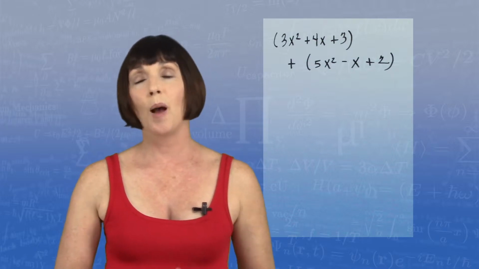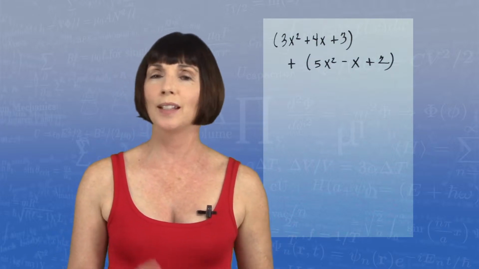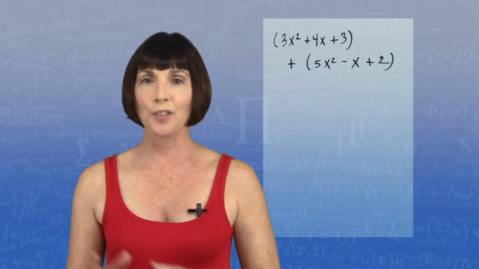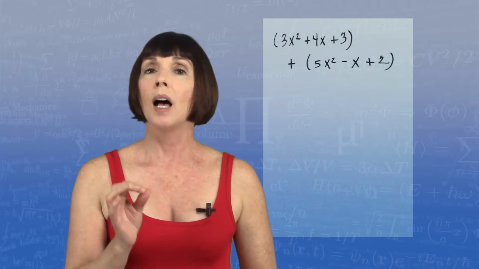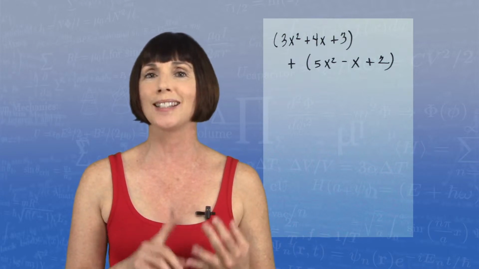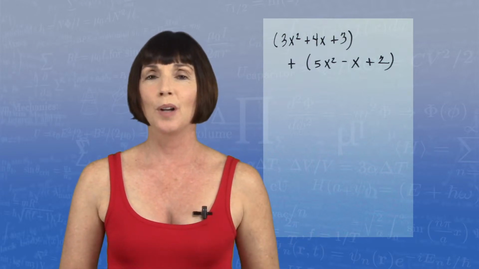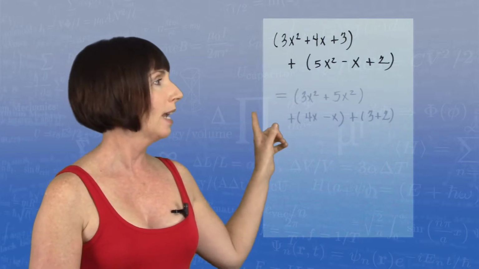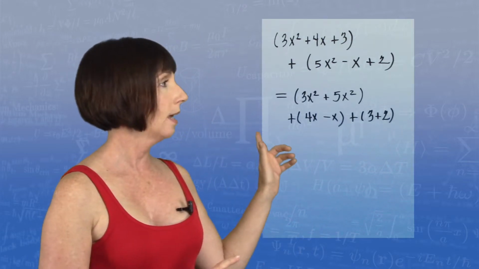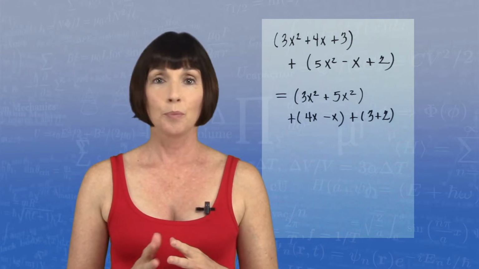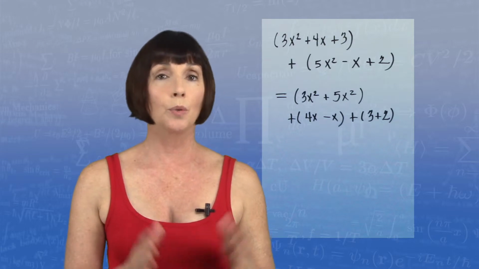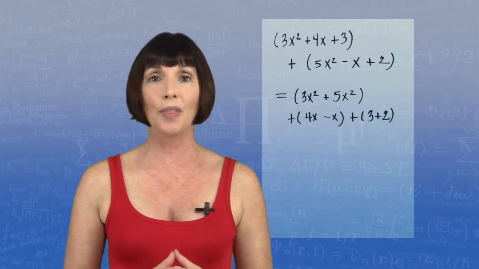Okay, to write this polynomial in simplest form, that is, with all its like terms combined, I'm going to group together the like terms. Now, a like term is one that has the same variables raised to the same exponents. So, I've got 3x squared plus 5x squared plus 4x minus x plus 3 plus 2. Now I'm just going to combine all the things in the parentheses.